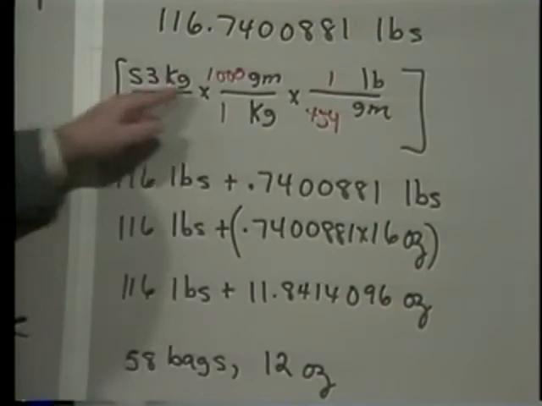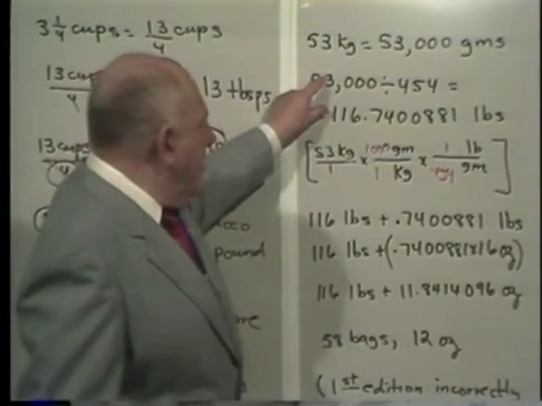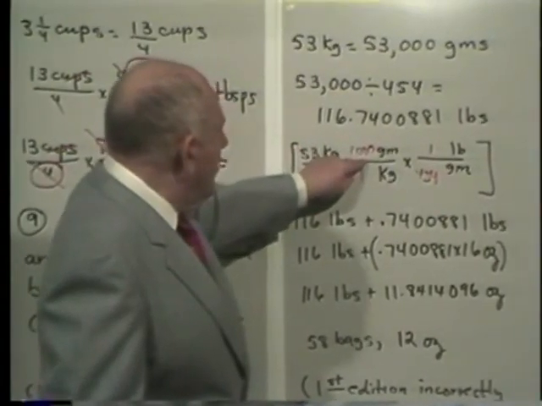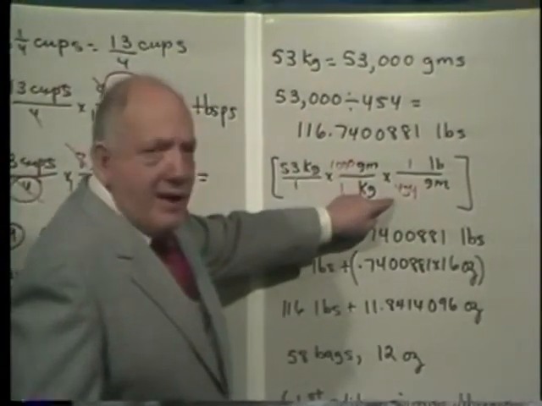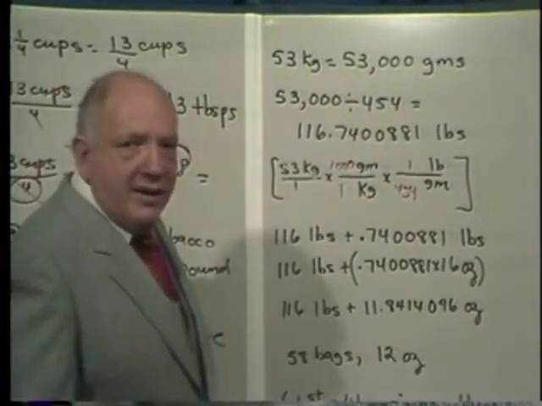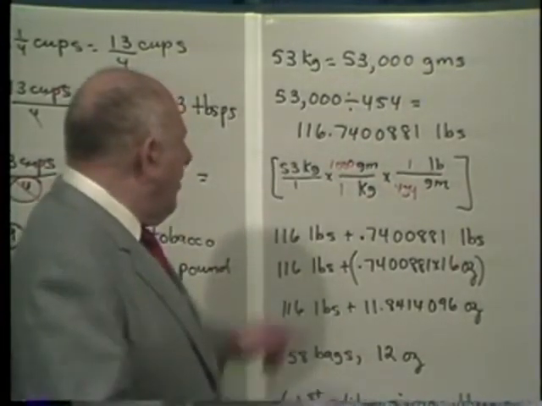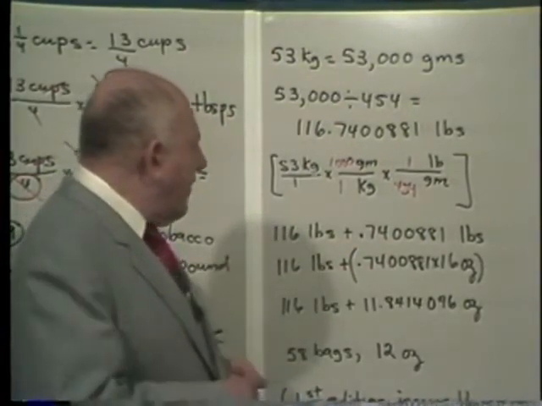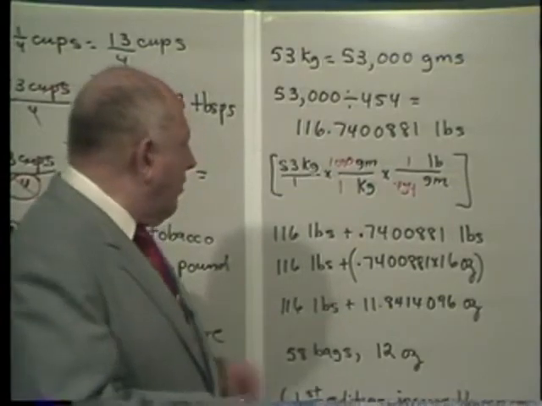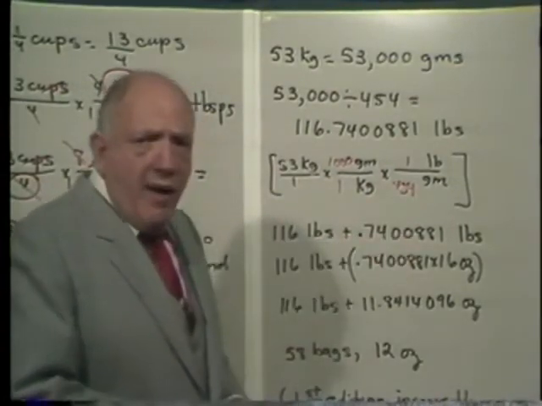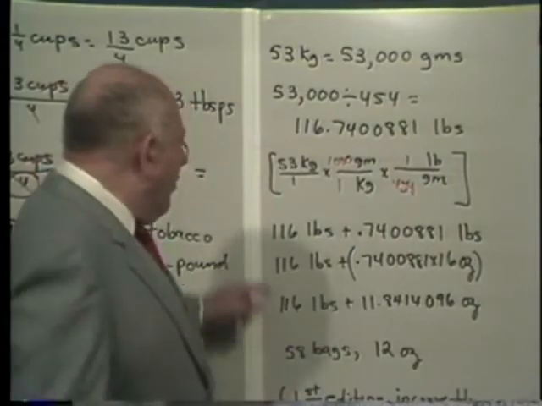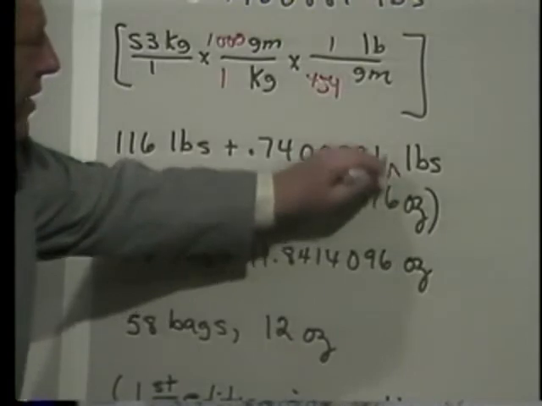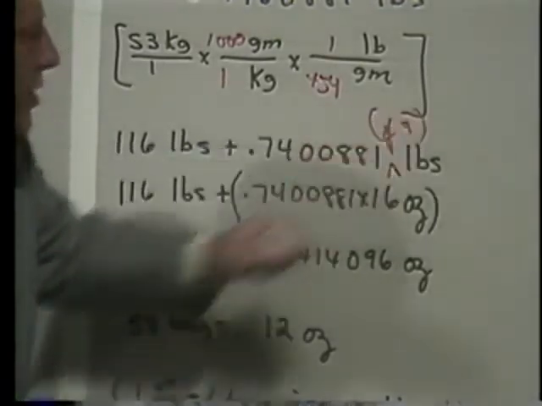And now do you see how this does the same work for me that this did? See, what do I have over here? 53 times 1,000, which is 53,000, divided by 454, which is exactly the same thing I had up here. And now, if I do this out on my calculator, I get 116.7400881 pounds. But I've elected to write it this way because I want to convert to ounces. And the way I do that is I recognize that when nothing appears over here, I can interject the words of a pound.